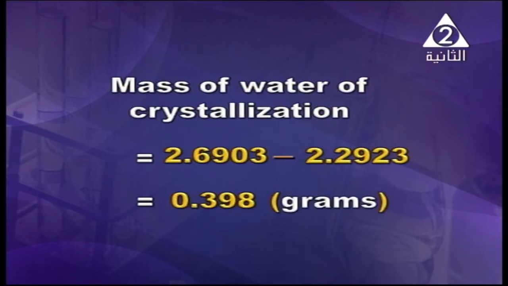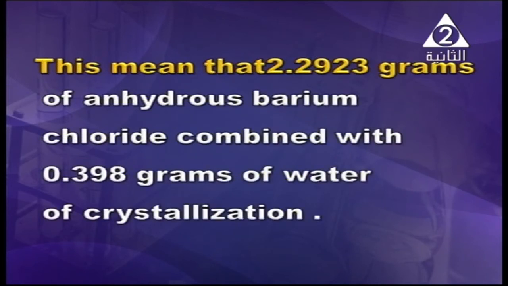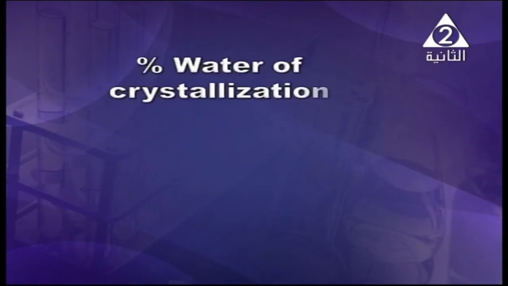Good. What do I have now? I have two important masses. One for the solid, 2.2923, the other for water, 0.398. What do I want after that? It's easy. It means that 2.2923 grams of anhydrous, pure solid barium chloride, hasn't water now. The water that was added to it will be 0.398 grams of the water of crystallization. It's good to know these masses. What can I do after that? I can say the percent of the water of crystallization here equals what?